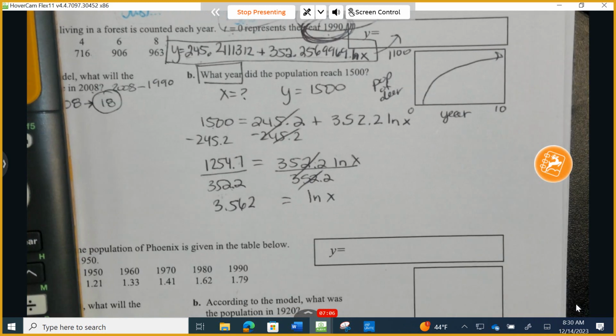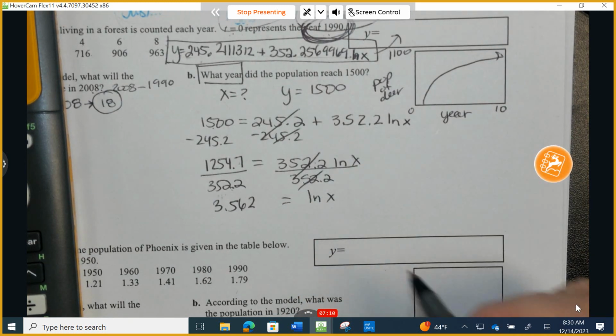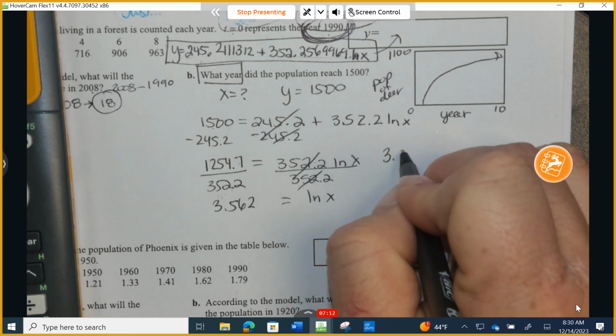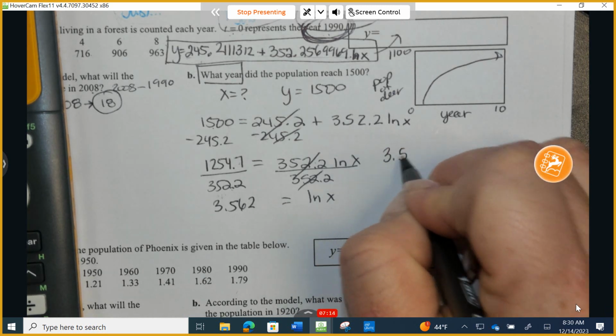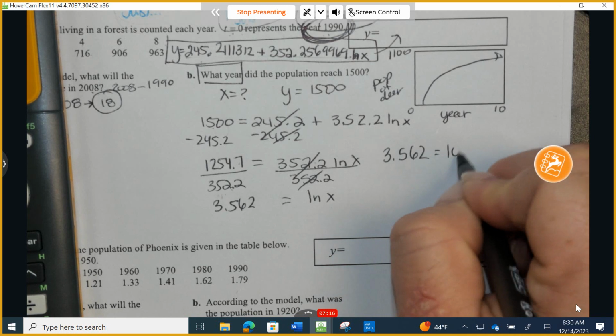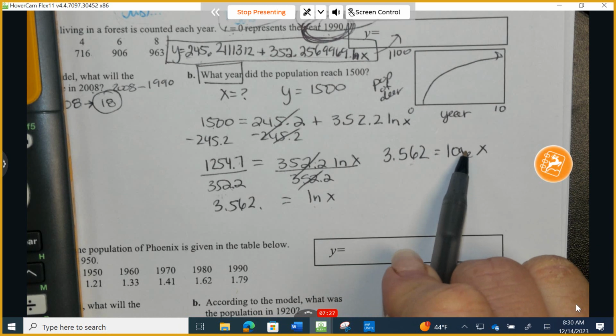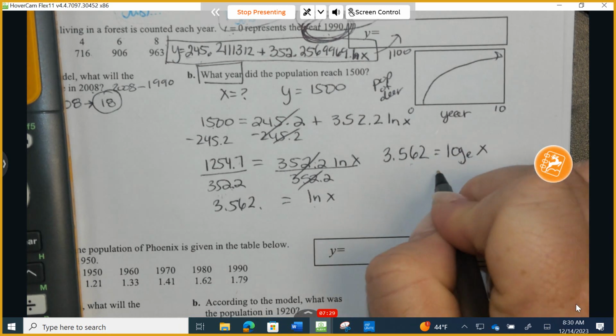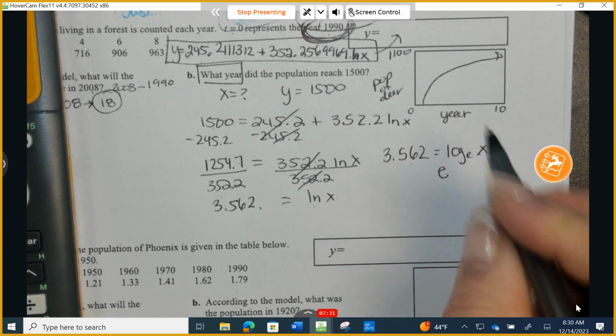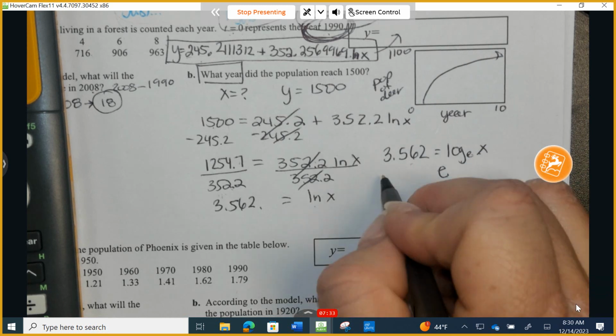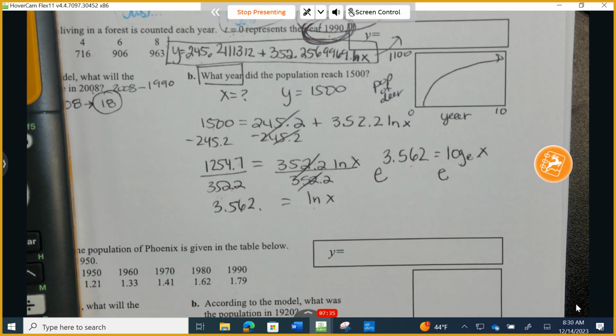Remember that ln is really just the natural log, or log base e. So I'm going to write that down. 3.562 equals log base e of x. These are equivalent math statements. If we now want to solve for x, we need to remove log base e. Whatever this value is, I'm going to make it the base, and this becomes the exponent. Whatever you do to the right, you must also do to the left.